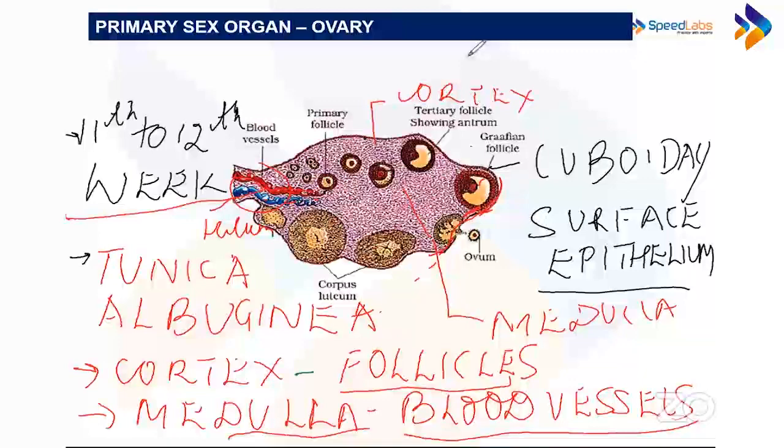And if you see a section through the ovary, you will find these layers. You have the surface epithelium, and inner to the surface epithelium, you have the tunica albuginea. Tunica albuginea के अंदर cortex है, cortex के अंदर different follicles हैं, which we will discuss. And medulla does not have follicles. It has blood vessels. ठीक है?